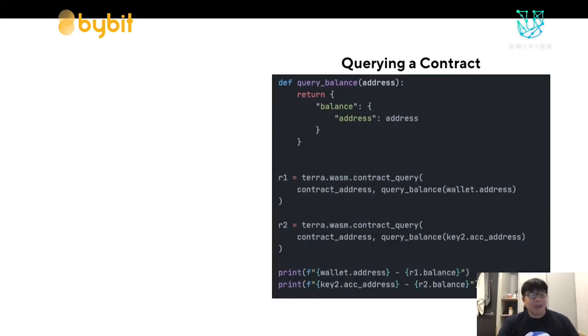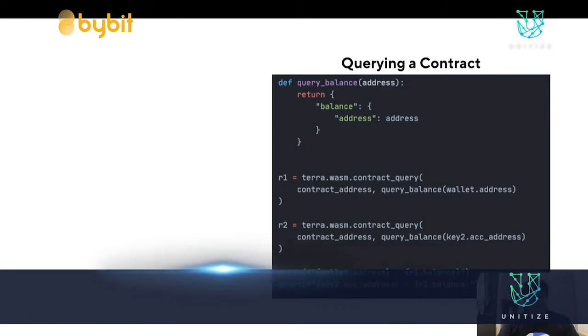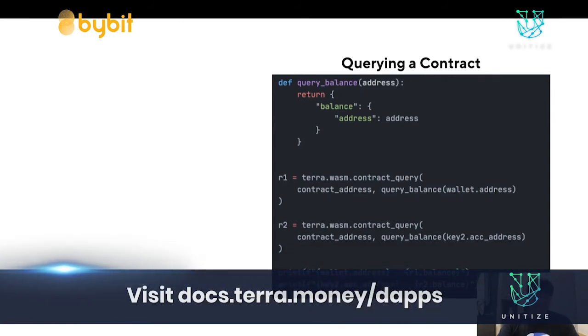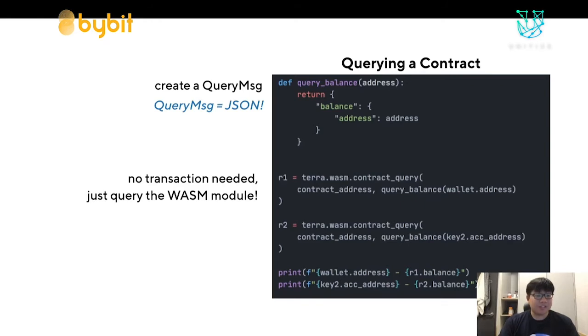So finally, how do we get data actually out of the contract? Since for my last example I transferred some coins from one account to another, the one thing I might be interested in is the balance. So I need to create something called the query message that the query function on the contract will understand. The query message is JSON, like the init message and handle message. And there's no transaction needed. Just query the WASM module, and the output is JSON.